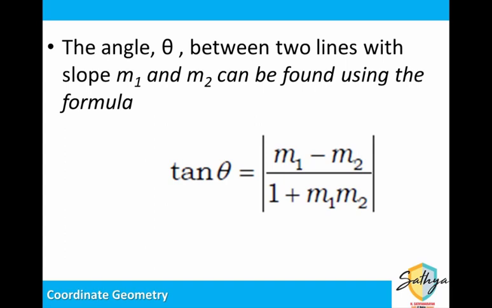So for two lines, if the angle between the two lines, obviously these lines will be intersecting, that means they are not parallel to each other. So two intersecting lines having slopes m1 and m2, the angle theta between them, the value of tan theta is given by m1 minus m2 upon 1 plus m1 m2.